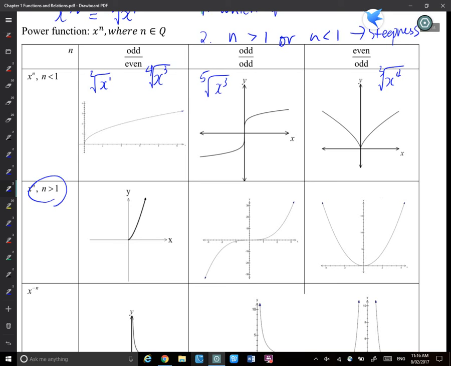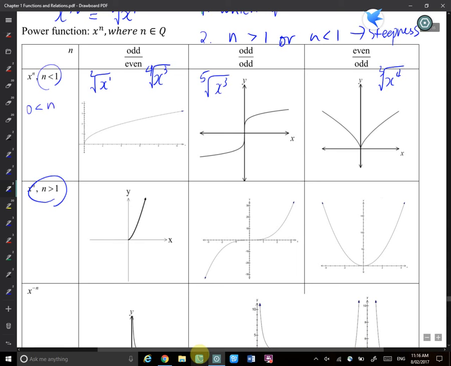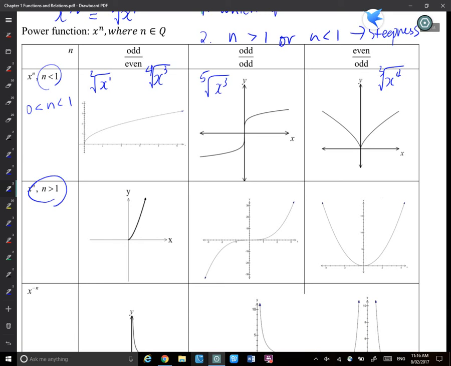If n is greater than 1, you will have a graph that grows really fast. For n smaller than 1, I would say n is in between 0 and 1, not really smaller than 0. So in between 0 and 1, you will have a graph that grows really slow. It still grows, it's still an increasing graph, but grows really slow, more flat. So that is what you have for positive powers. They are all positive powers.